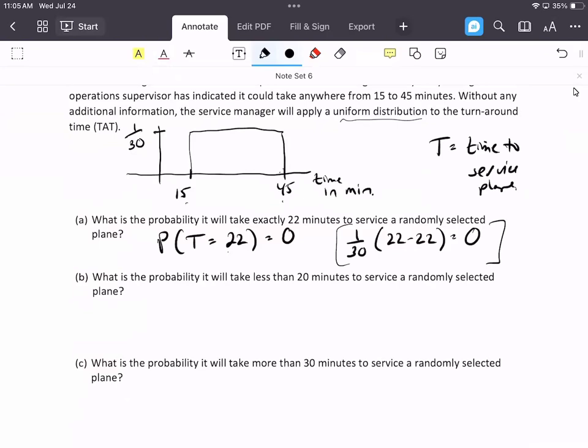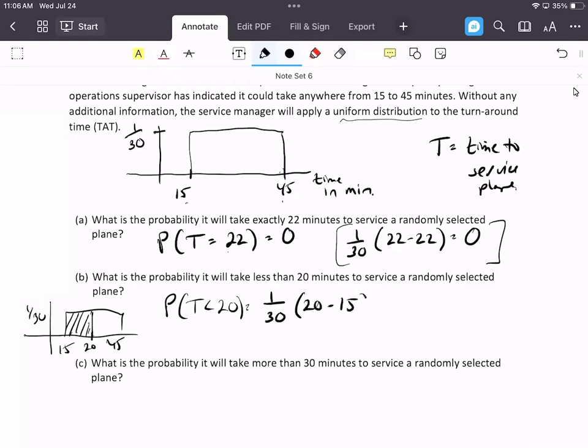What's the probability that it will take less than 20 minutes to service a randomly selected plane? Now, you don't have to redraw it perfectly, but you may want to take a minute and say, okay, 15 to 45. No, this is 1 over 30. And I'm looking at 20 minutes. It doesn't have to be to scale, but I want less than 20 minutes. A lot of times that will help you just to see what area you are looking at. So that probability that t is less than 20 minutes is going to be the height times the base, and that'll give me 1/6.